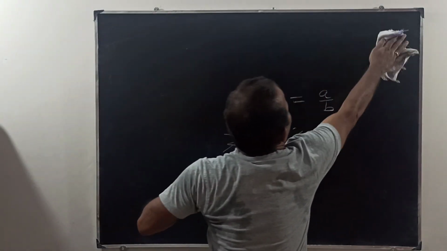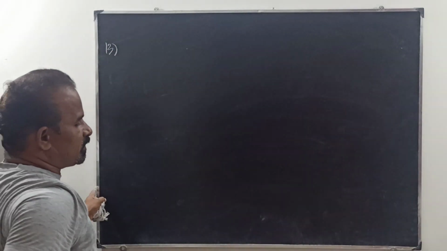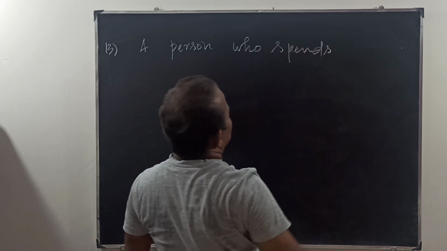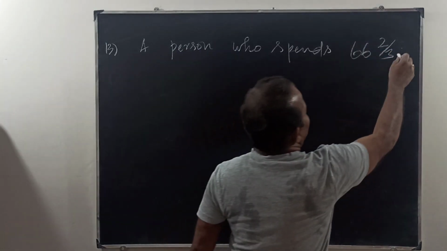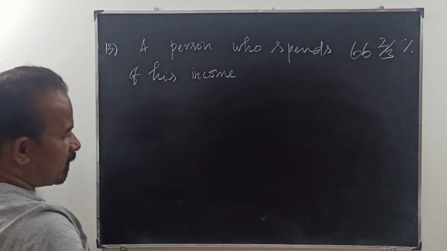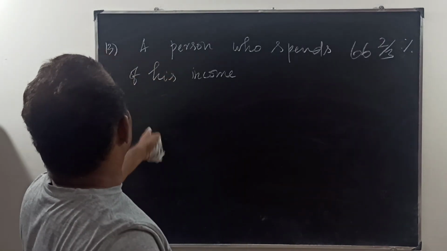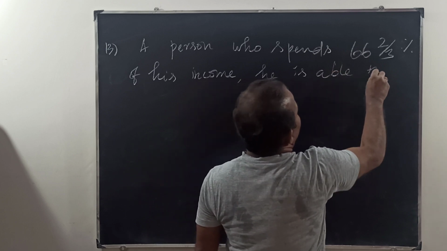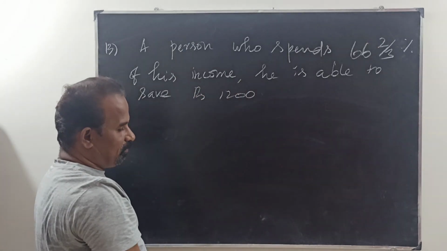Then the 13th question: a person who spends 66 2 by 3 percentage of his income is able to save rupees 1200 per month.